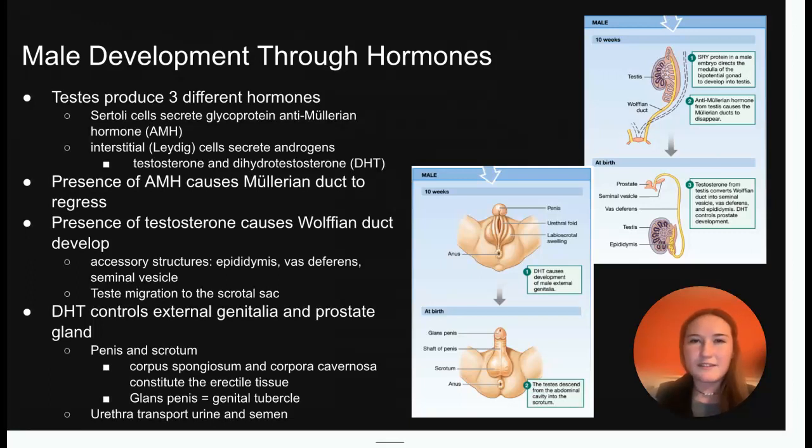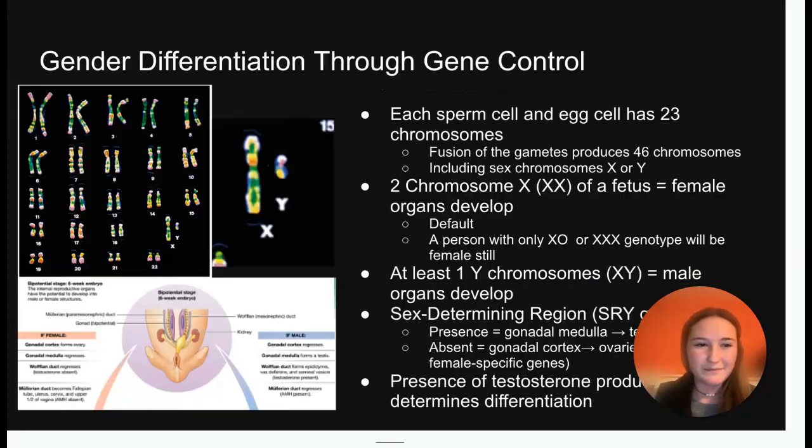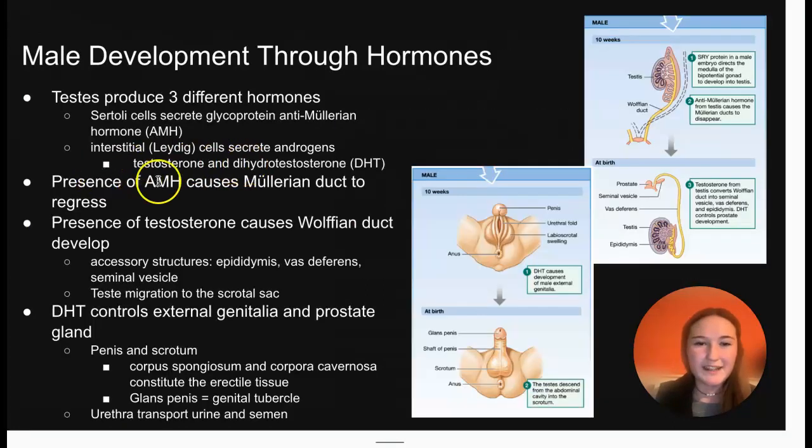As we've seen in this slide, you have a Müllerian duct and a Wolffian duct when the embryo forms. The AMH hormone will cause the Müllerian duct to regress, and testosterone is also produced as an androgen by the interstitial cells, and that will cause the Wolffian duct to develop. That Wolffian duct will turn into the epididymis, the vas deferens, and the seminal vesicle.